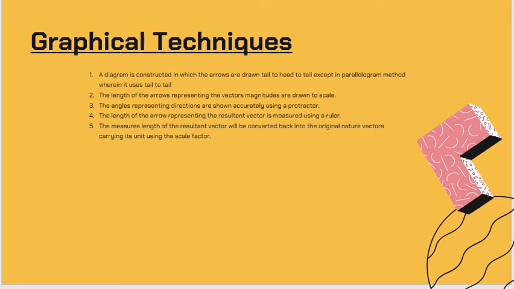Number 4, the length of the arrow representing the resultant vector is measured using a ruler. So, the measured length of the resultant vector will be converted back into the original vector's nature, carrying its unit, using the scale factor. For you to understand, we're going to have a graphical representation of the method.